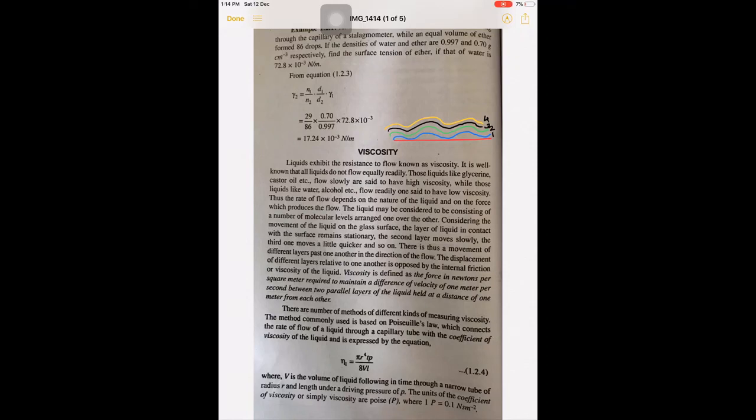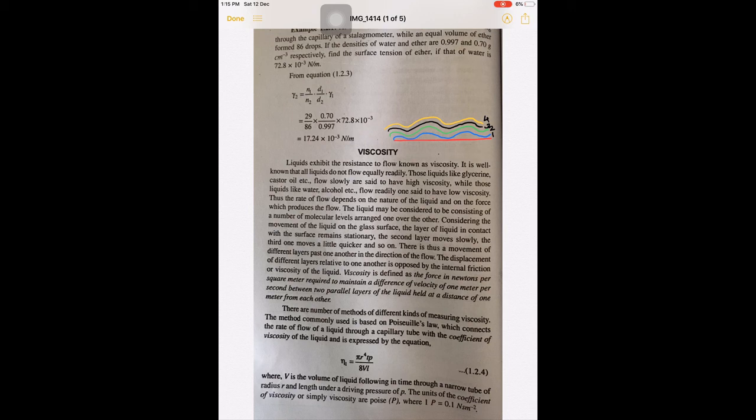Dear students, in this lecture we are going to study what is meant by viscosity, how to determine the viscosity of different liquids, and why the viscosity of each liquid is different. Now see here, the resistance to flow exhibited by a liquid is known as viscosity. So the resistance to flow is known as the viscosity of the liquid.